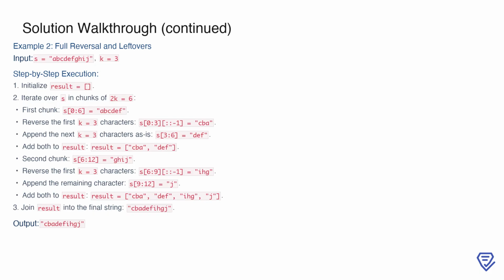Now, let's consider the case where s equals abcdefghij and k equals 3. Again, we process the string in chunks of 2k equals 6 characters.